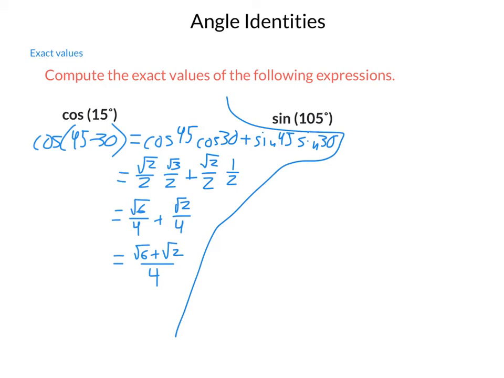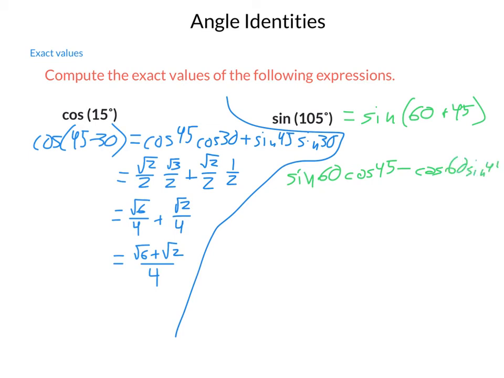So sine of 105, I'll start up here. We're going to write that as the sine of, a good way to make 105 is I can say, well, this is 60 plus 45. Okay, so applying in our formula, we're going to end up with the sine of 60, the cosine of 45, minus the cosine of 60 and the sine of 45.